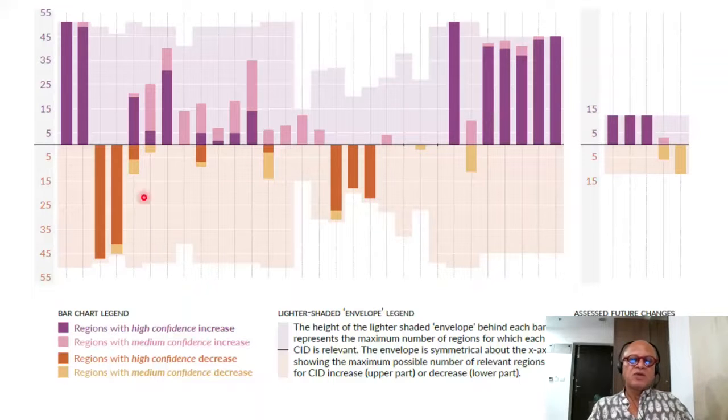As I said, I don't want to spend too much time on this, but with various confidence levels we can say that all regions are going to experience changes in at least 5 climatic drivers, 96% of them are going to experience changes in at least 10 climatic drivers, and half of them are going to experience changes in at least 15 climatic drivers.